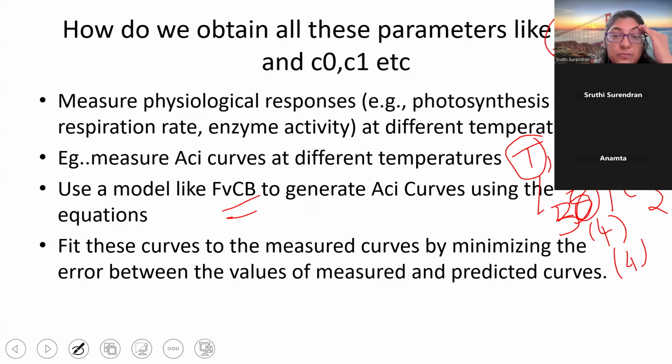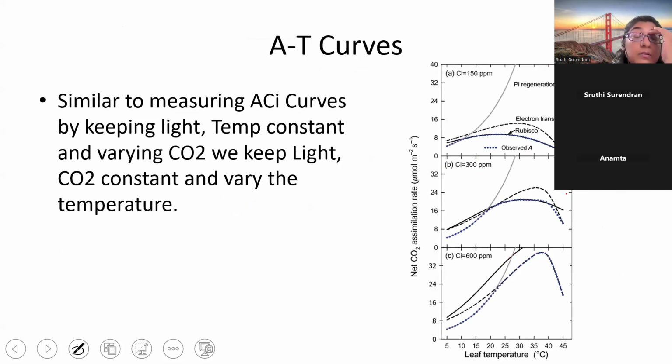Now another way is to generate the temperature response curve. We had learned about ACI curves, where net assimilation varies with intercellular carbon dioxide concentration. We had also learned about AQ curves, where net assimilation varies as a function of light. Now AT curves show the net photosynthetic rate or assimilation rate varying with temperature. So similar to how we measured ACI curves at different carbon dioxide concentrations, we can also measure AT curves.